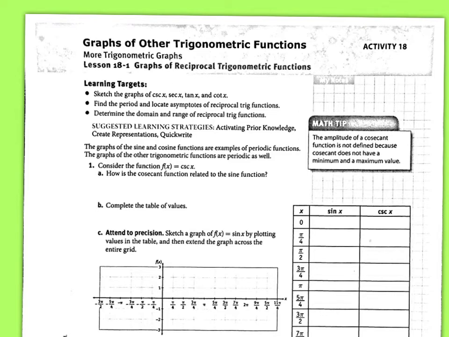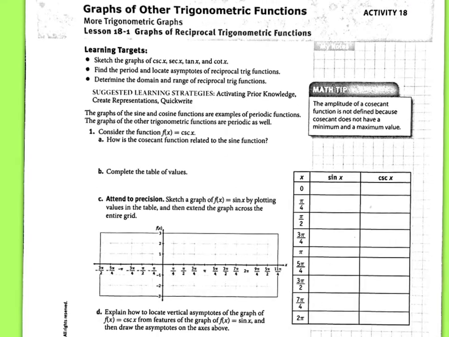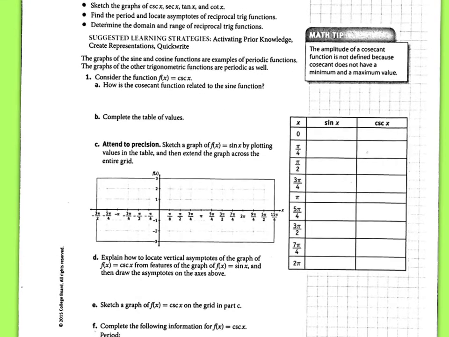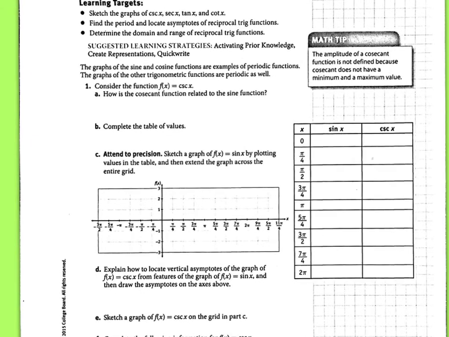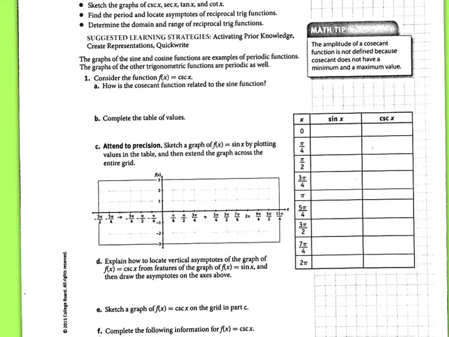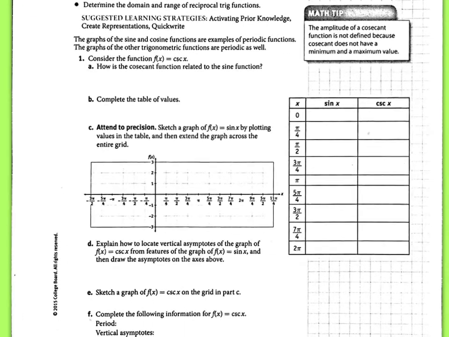I know it says reciprocal graphs, but we're also going to throw in tangent and cotangent. When we graph the reciprocal functions, cosecant and secant, we're really going to graph sine and cosine. So in that respect, it's not going to be anything different or new. We're just going to do the reciprocals. So we're going to go through cosecant very carefully, and then the others will go much more quickly because the same kind of patterns apply.